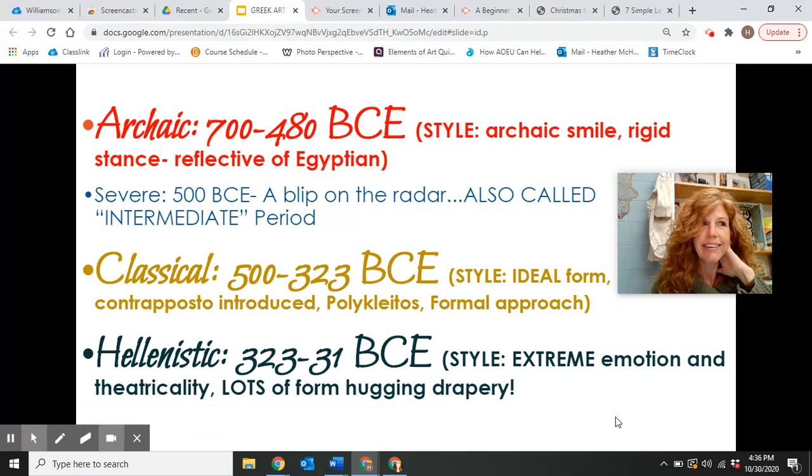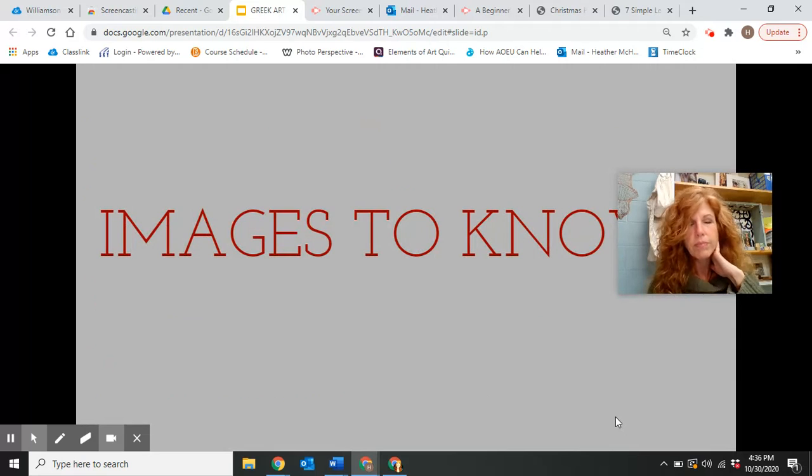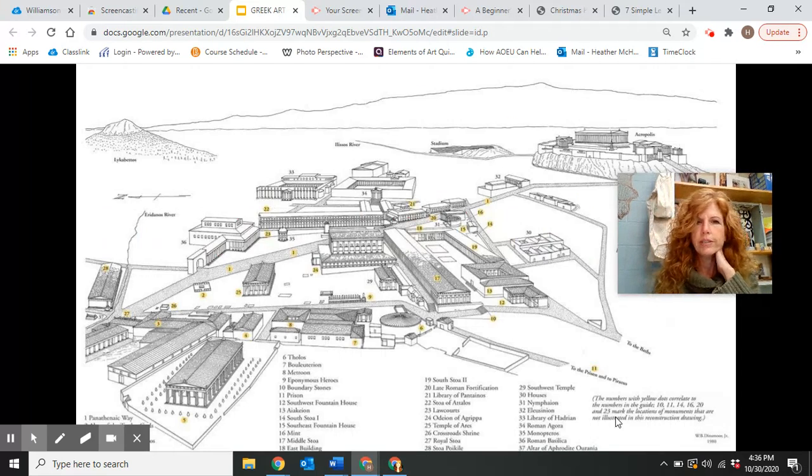And it's hyper realistic. This is the period where we see tons and tons of drapery, and it's actually known as wet drapery because it looks like you've dipped it in water and laid it across the human body. It shows every nuance of form, even though it is clothed. So it's quite lovely. Images that you need to know for the test, and this is important, right?